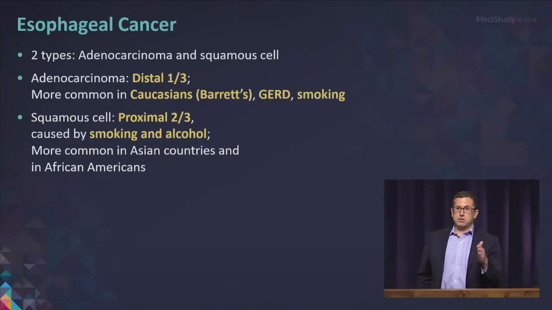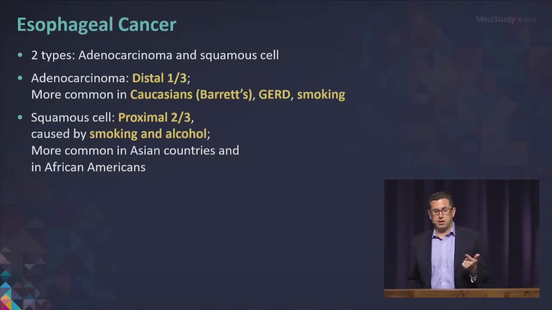The risk factors are similar but slightly different for these 2 types. So for adenocarcinoma, the risk factors would be Barrett's esophagus. There's a higher risk in Caucasians, GERD, and smoking. For squamous cell, this is more commonly seen in African Americans and Asian countries and is also caused by smoking and alcohol.